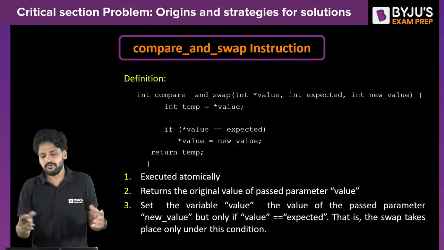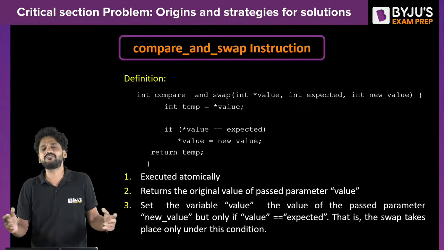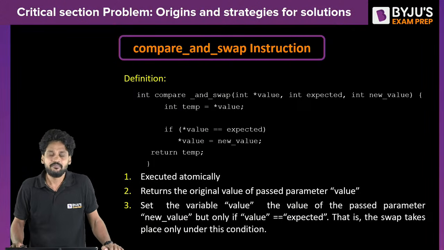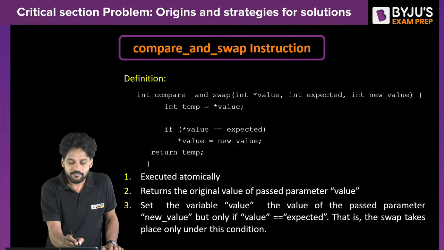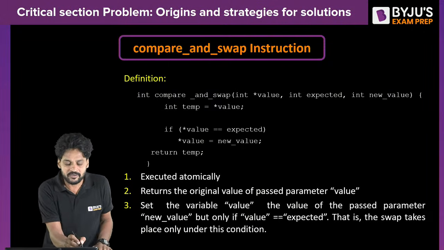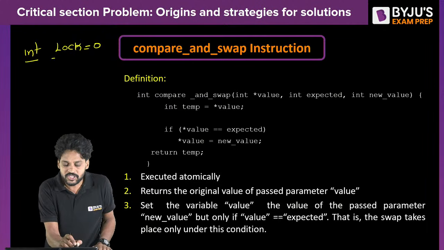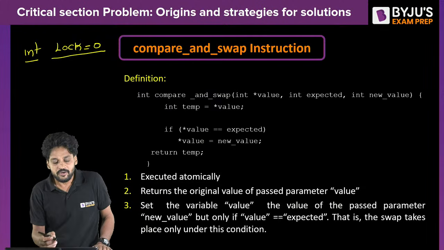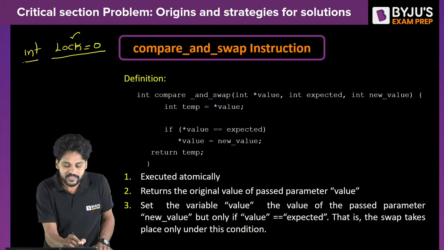Now, one more hardware solution is the compare and swap instruction, which is also similar to test and set lock. But compare and swap, of course, uses a different lock. It is not completely different. Here, I'm going to use an integer lock. If it is an integer lock, I need to initialize it to 0, right? If you use compare and swap, you need to initialize a lock of type integer that is initialized to 0.